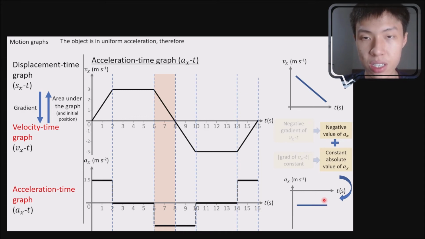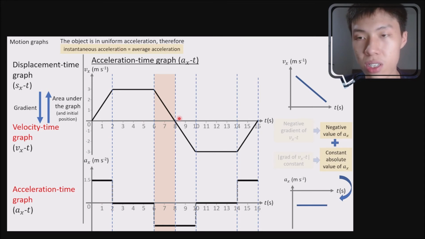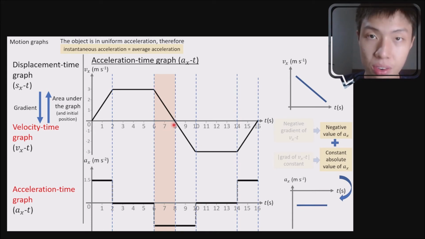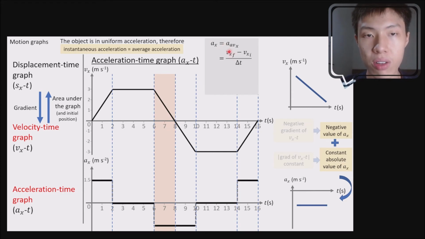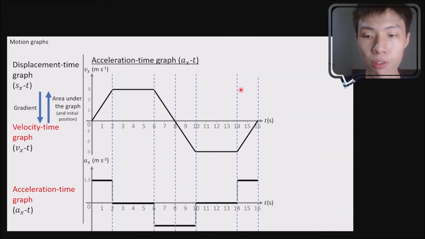Okay, next section. Oh, yeah, we need to determine the value that we need to plot over here. So how do we do that? Again, we know that the gradient is constant, so the instantaneous acceleration at any point in time is just equal to the average acceleration across the whole time period. So if you determine it, now this time the final is the later time, which is 0. The initial is the earlier time, which is 3. So 0 minus 3 divided by 2. The period here is 2 seconds, then you get negative 1.5.